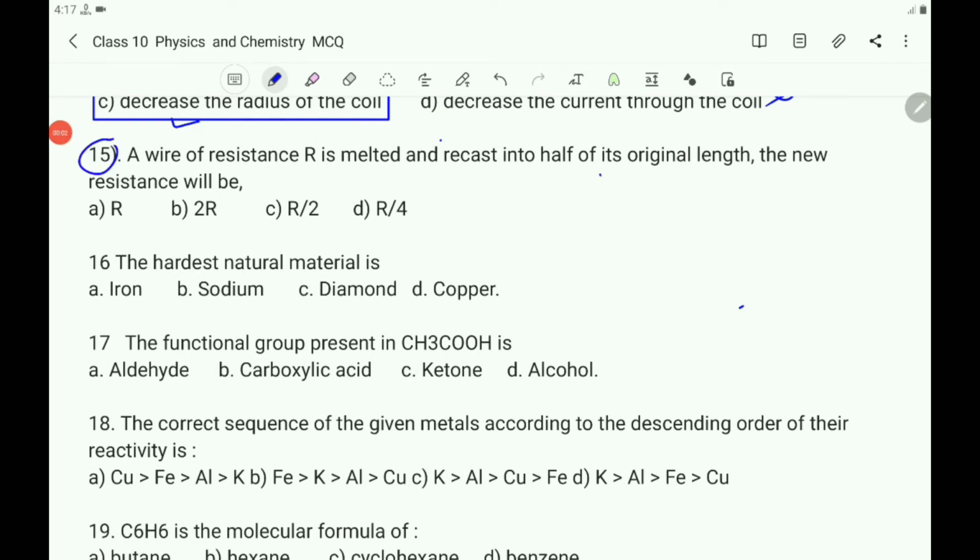See the 15th question. A wire of resistance R is melted and recast into half of its original length. A new resistance will be. In the previous questions, it is not said that the same wire is melted to form the new wire of half length or double length. But here the question is the same wire is melted and recast into half of its original length.